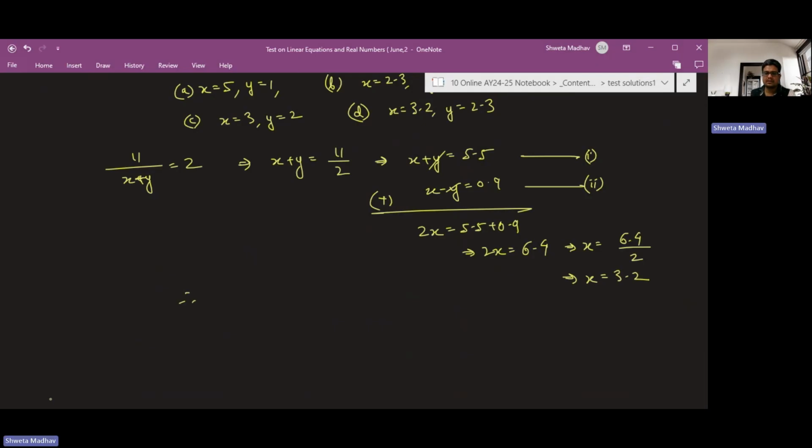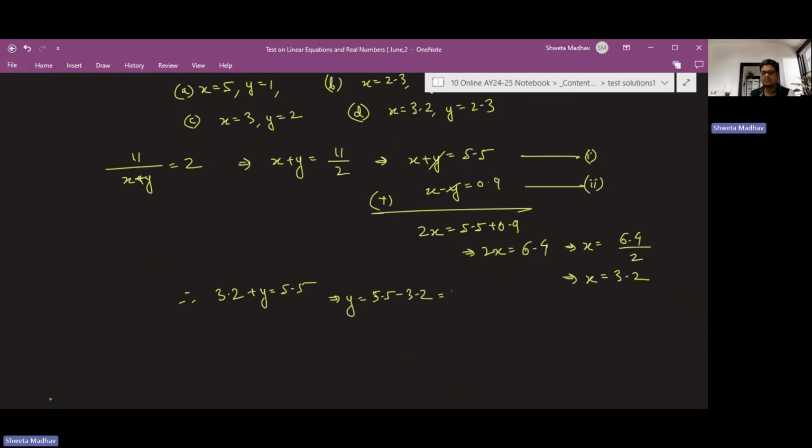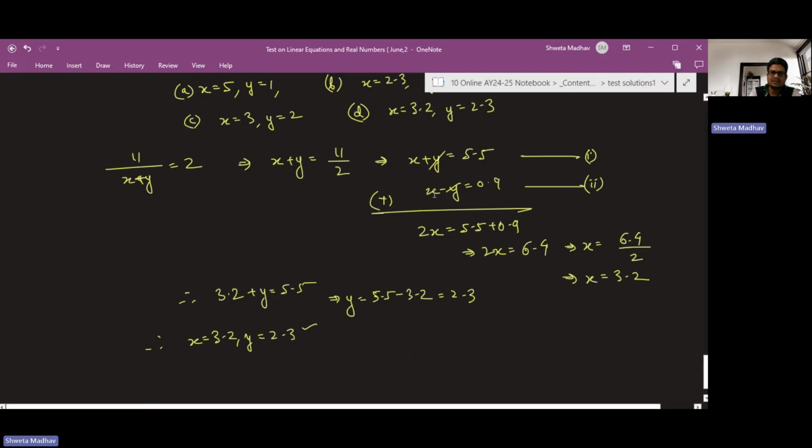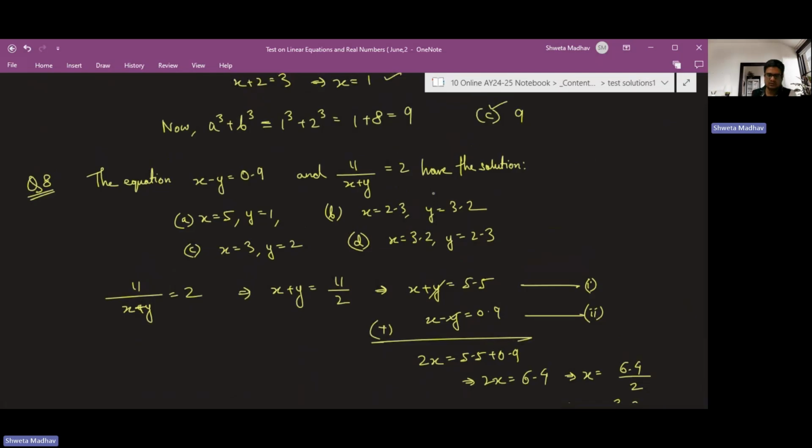So x will be equal to 3.2. And therefore x plus y is equal to 5.5. So 3.2 plus y is equal to 5.5. Therefore y will be equal to 5.5 minus 3.2, so that will be equal to 2.3. So therefore the answer is x equal to 3.2 and y equal to 2.3. This is the required solution of the given system of linear equations. So option D is the correct answer.